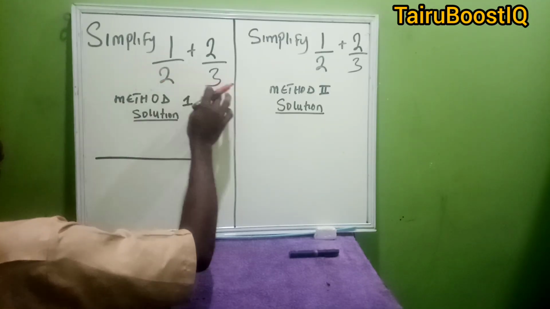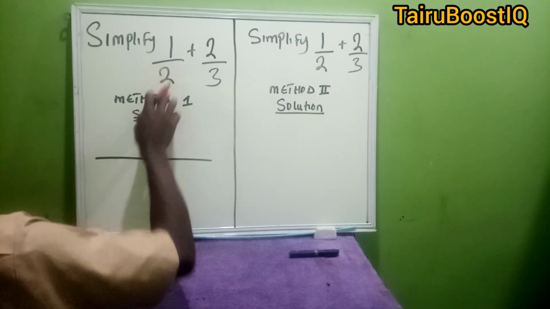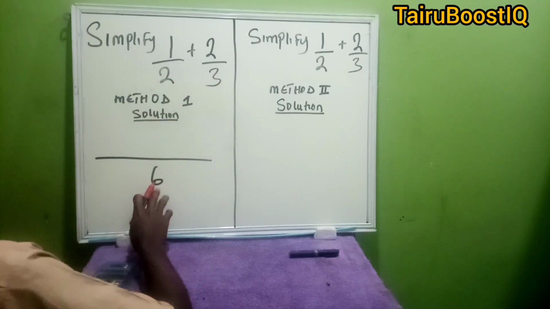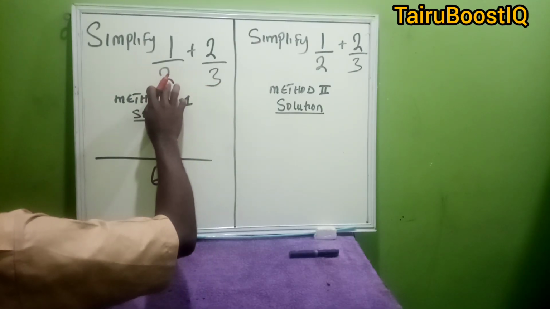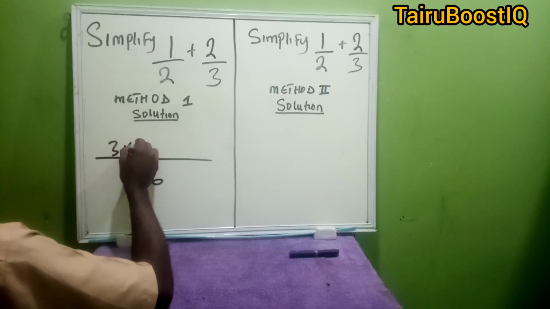What is the LCM of 2 and 3? It's 6, meaning that 6 can divide what? 2 can divide 6 and 3 can divide 6. 6 divided by 2 is going to give us 3. Then we now times the 3 by the number at the top.